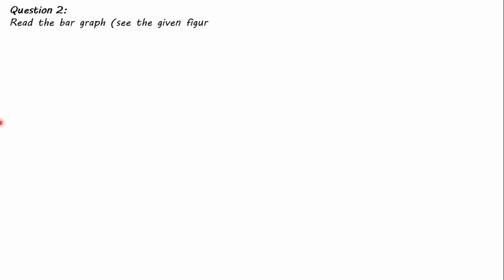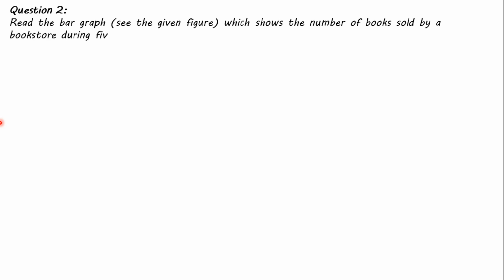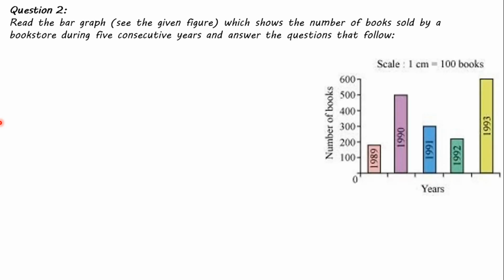Question number 2. Read the bar graph, which shows the numbers of books sold by a bookstore during 5 consecutive years, and answer the questions that follow. So here we have the bar graph. X-axis is representing years 1989, 1990, 1991, 1992 and 1993. Whereas if we talk about y-axis, the y-axis represent number of books sold in the following years.